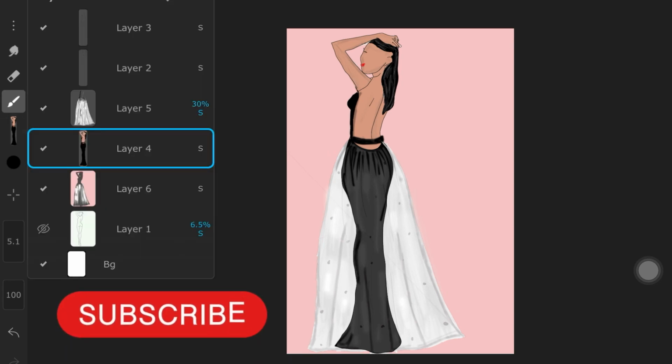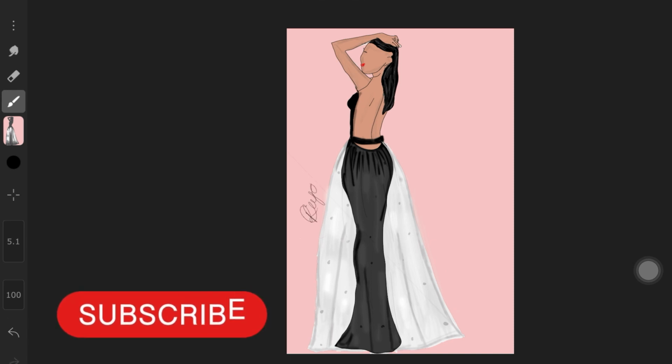Be sure to practice and experiment with different poses and styles to develop your fashion illustration skills.